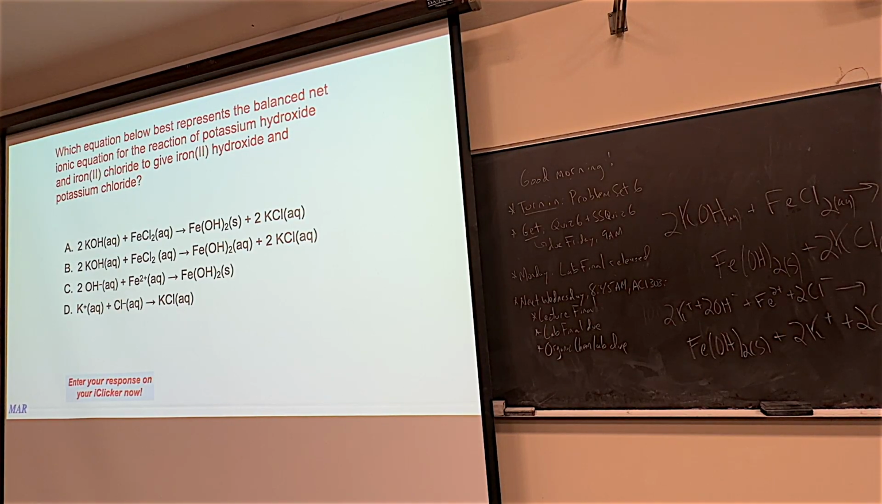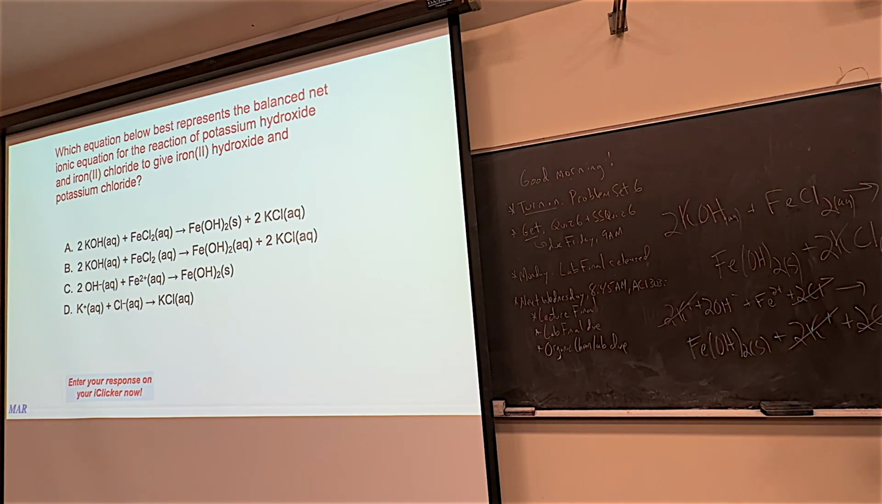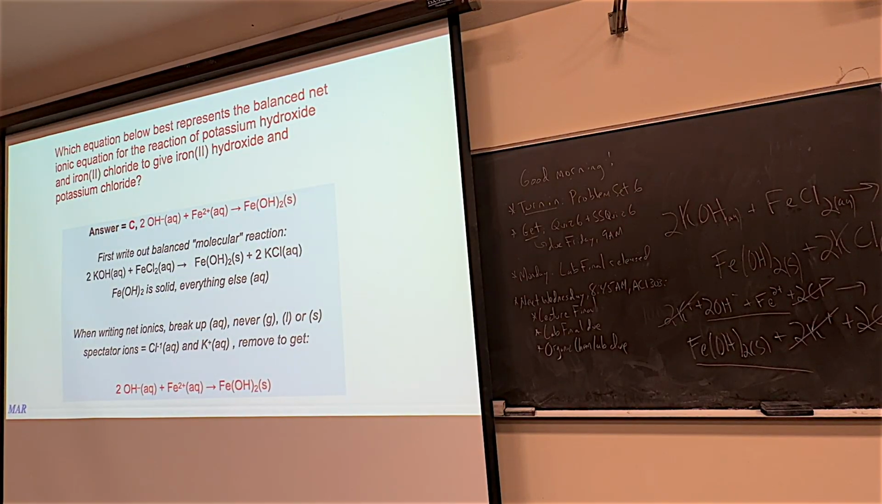The spectator ions are ions on both sides of the equation. So chloride here is a spectator, potassiums are spectators, but you don't cancel the hydroxides and the iron 2+ with this one right here. They're different species. So what it comes down to is 2OH− and Fe²⁺ makes Fe(OH)2 solid. Answer C. Okay.